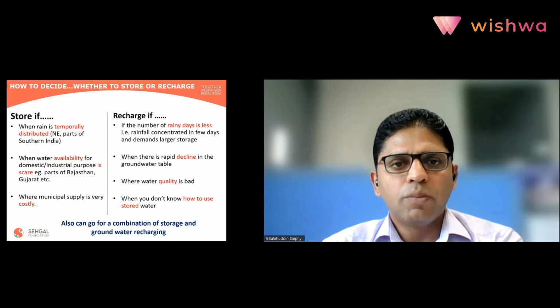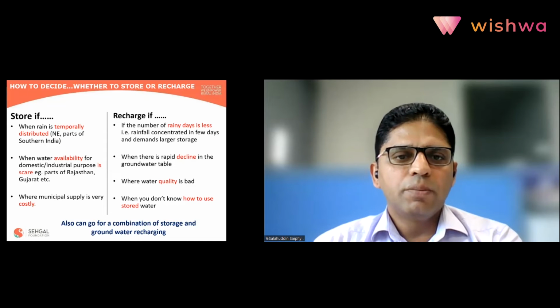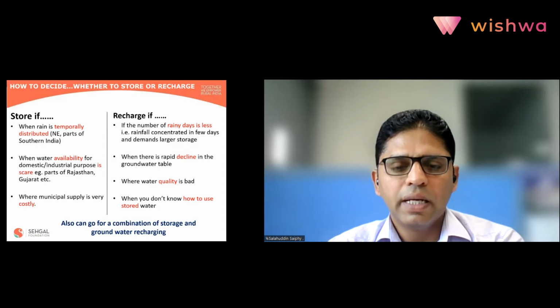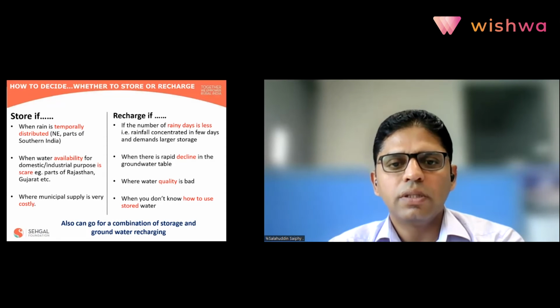When you have more rainy days and rainfall is temporarily reduced, like the northeastern part of India and southern India, you can go for storage. And when you have availability for domestic and industrial water, like Rajasthan, Gujarat, you can go for rainwater harvesting by storing it and using it. And some places like Bangalore, they charge heavily for municipal water supply. Then also it becomes very practical to store rainwater and use it, so that you can cut down the municipal water supply bill.